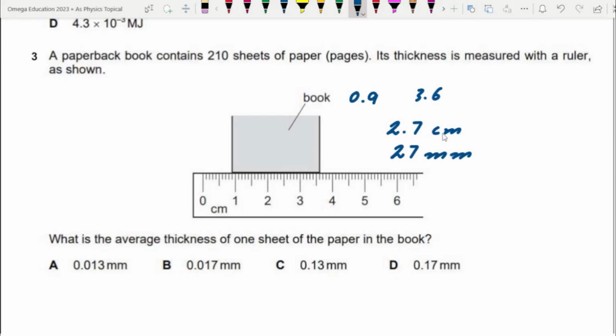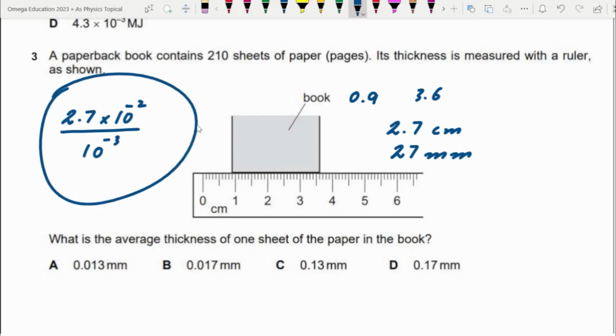Just use the same rules of prefixes that I explained previously, that you need to get rid of centimeters and you need to add millimeters. So in principle, according to that rule, you'll be getting 10 raised to the power minus 2 over here. And what is the prefix for milli? 10 raised to the power negative 3. And you hit this thing on the calculator, you'll be getting 27. So 27 millimeters is the thickness for 210 sheets of paper.